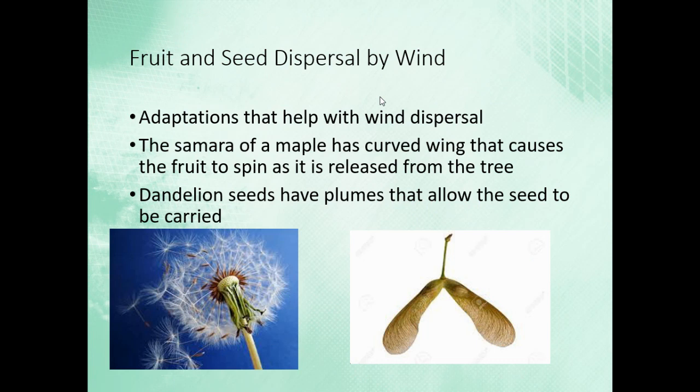Now these fruit or the seeds, they can be dispersed in a variety of different ways. The most common way, or the easiest way, I guess, maybe not most common necessarily, is going to be by wind. So there are adaptations that these seeds have that will help with that wind dispersal. For example, the samara of a maple has curved wings that cause the fruit to spin as it's released from the tree. And if it gets caught by the wind, it will move ever so slightly.